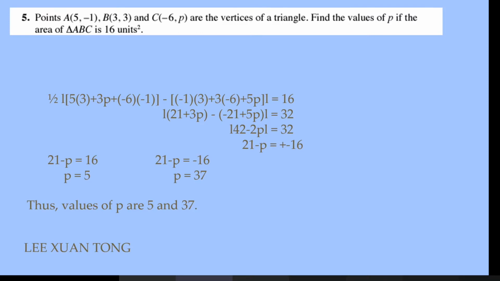Points A(5, -1), B(3, 3), and C(-6, 8) are the vertices of a triangle. Find the values of p if the area of ABC is 16 units square. 1 over 2 modulus bracket 5 times 3 plus 3p plus -6 times -1, minus bracket -1 times 3 plus 3 times -6 plus 5p bracket, and modulus is 16 units square.